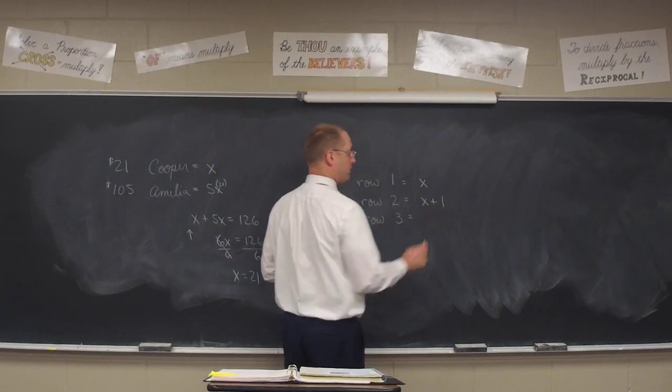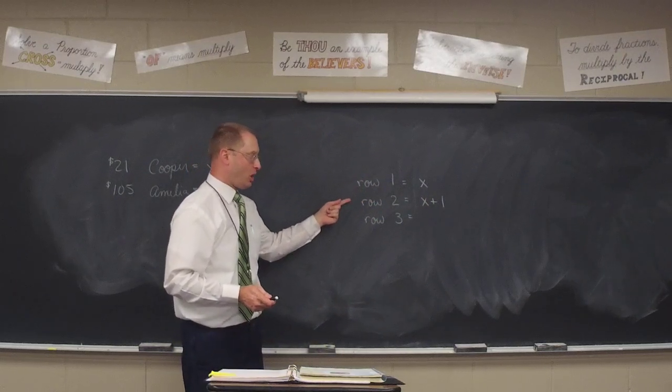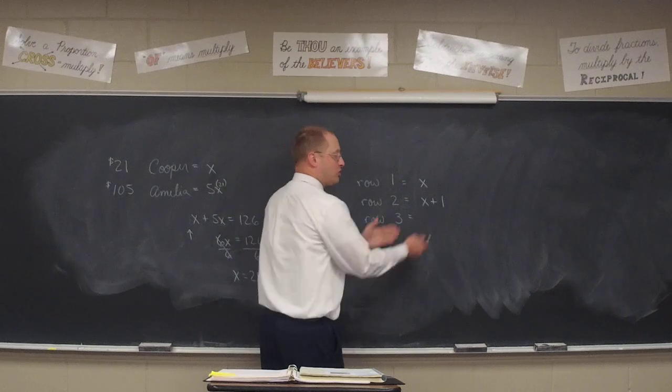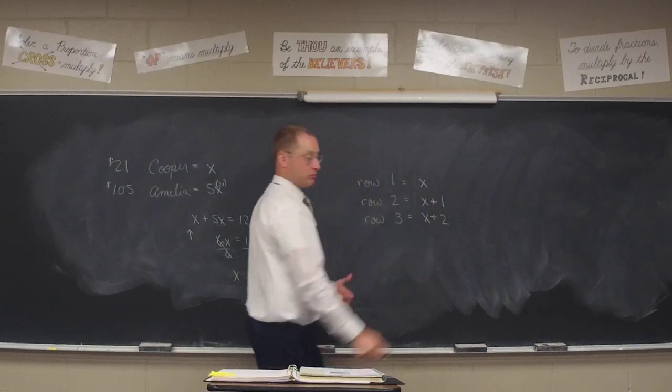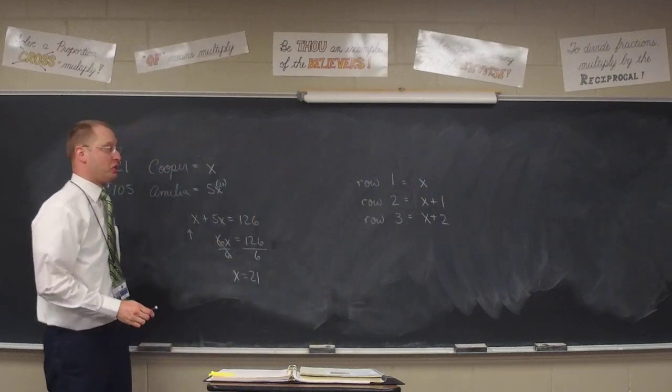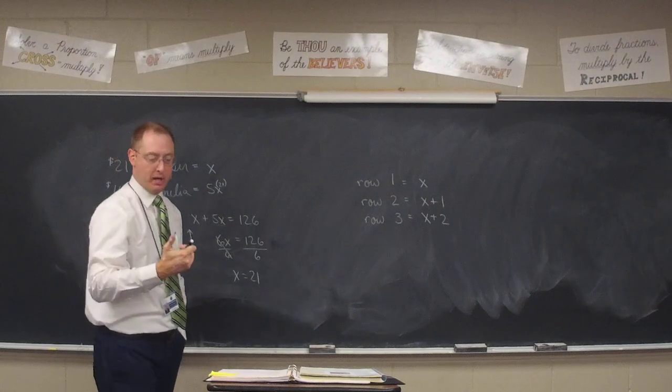But then row 3 has 1 more student than the row before it. What would I get if I added 1 to X plus 1? X plus 2. Right, X plus 1 plus 1, or X plus 2. Do you see that each row has 1 more than the row before it?